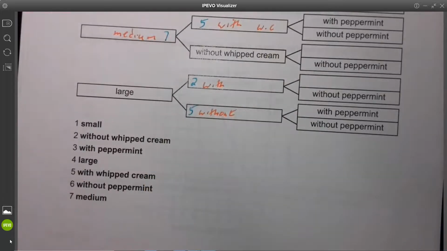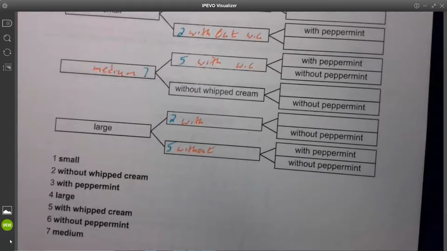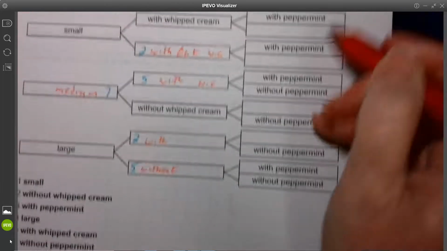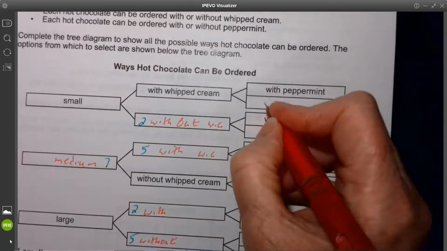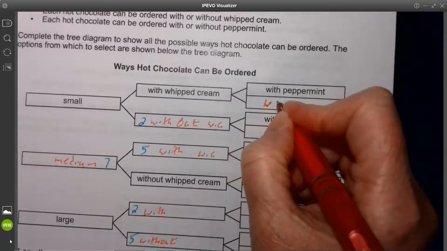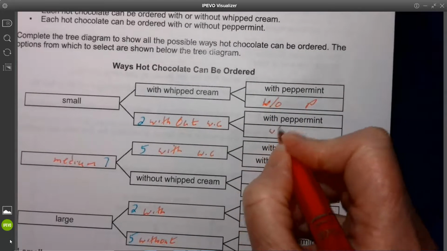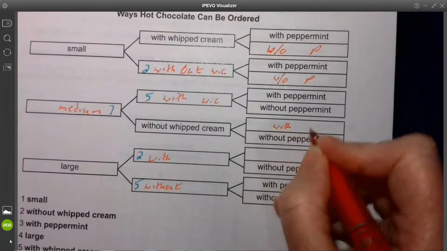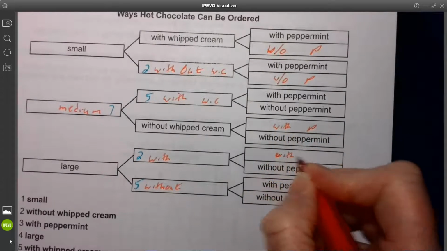Okay? What's going to happen is on the computer, if you were doing this by computer, you would type in these numbers for those places instead of all the words. Now on this, we can either have it with or without peppermint. So this is with, this is without. I'm going to tell you a little shortcut. Without can also be W/O. That means without peppermint. This is with peppermint.